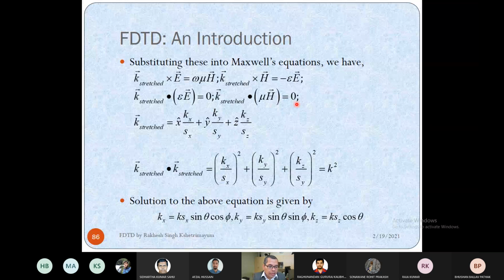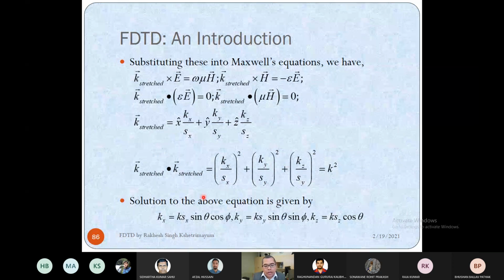Then what is this K stress? The K stress vector is simply Kx by Sx, Ky by Sy, Kz by Sz. We have divided Kx, Ky and Kz by the scale factors Sx, Sy and Sz. So this is the K stress vector. Now surprisingly, when I do the dot product of K stress with K stress, what I have is Kx by Sx whole square plus Ky by Sy whole square plus Kz by Sz whole square.